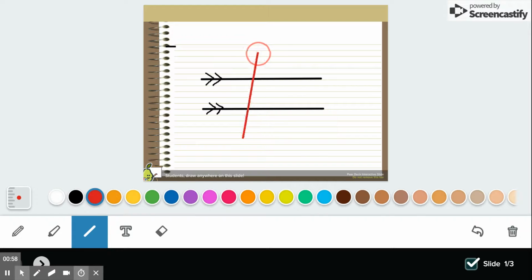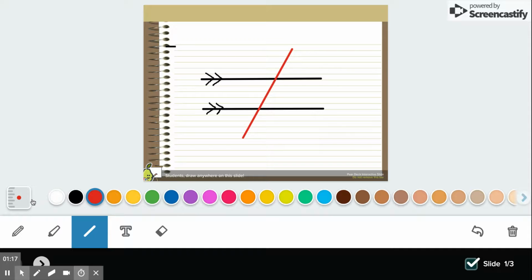And it can be at any angle. It can be straight up and down. It can be to the left with a negative slope. It can be with a positive slope. It can be really long. It doesn't matter. But we're going to just put it about right here because that's going to make it easy to draw our angles.